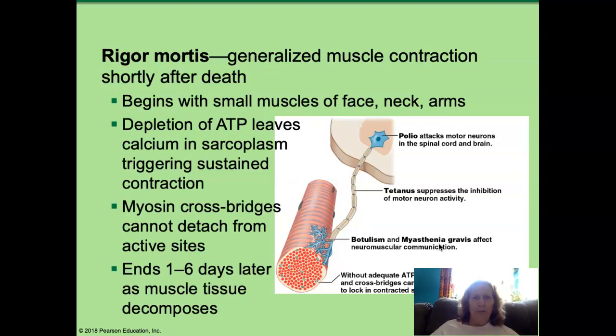Rigor mortis is muscle contractions shortly after death, and it begins with the small muscles of the face, neck, and arms. These contractions are due to the presence of ATP in the muscle cell, and there is the release of calcium from the sarcoplasmic reticulum, and a contraction occurs. ATP is required to cause the contraction, but ATP is also required to detach the cross bridge. So without ATP detaching the cross bridge, because after death you're not making ATP, rigor mortis sets in. It ends 1 to 6 days later as the muscle tissue decomposes, and that time frame is a product of the temperature at which the body is.